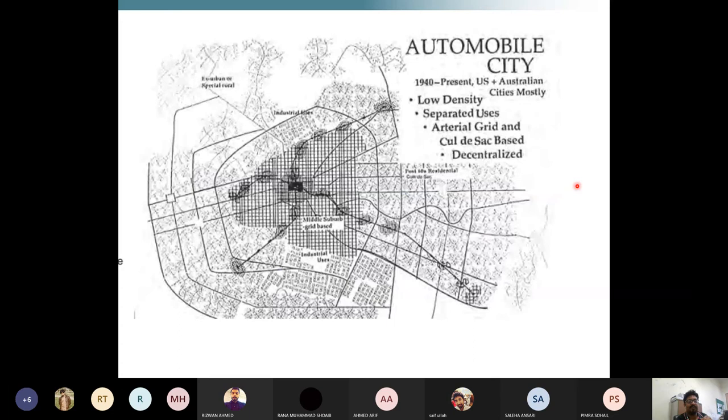Do you think this is the future for Pakistani cities as well? If all the cities in America or Australia probably have a shape like this, do you think we should follow the same pattern? Anyone? Are we going on the right path? Do you support automobile type of development? Do you think that transit-oriented development is better? Yes, Ahmed, you first.